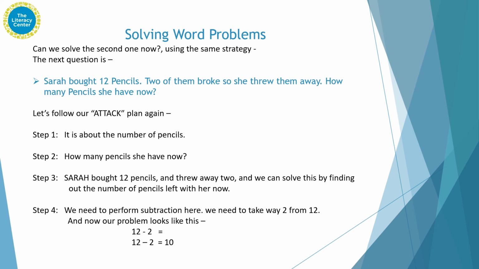Does this answer make sense? Let's check it out. Sarah brought 12 pencils. 2 of them broke, so she threw them away. And now she has 10 pencils left with her. Is your math correct? Just check it out one more time. Take away 2 from 12. Your answer is 10. Yay! We did it!